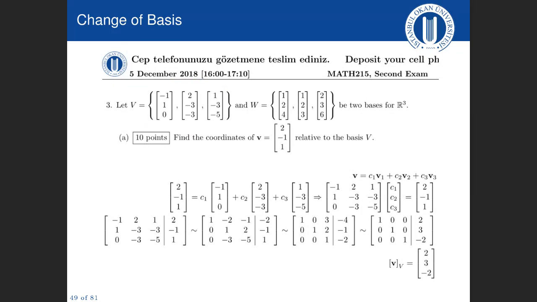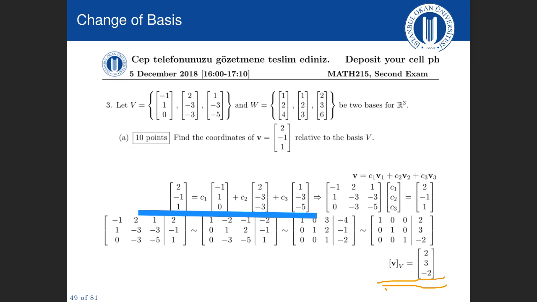So what we want to do is find the numbers c1, c2, and c3, which make v equal to c1 multiplied by (-1, 1, 0), plus c2 multiplied by (2, -3, -3), plus c3 multiplied by (1, -3, -5). So we have to solve a linear system. And after we solve the linear system, we find that c1 is 2, c2 is 3, and c3 is -2. So the answer to this part of this question is the coordinates of v relative to the basis V are 2, 3, -2.